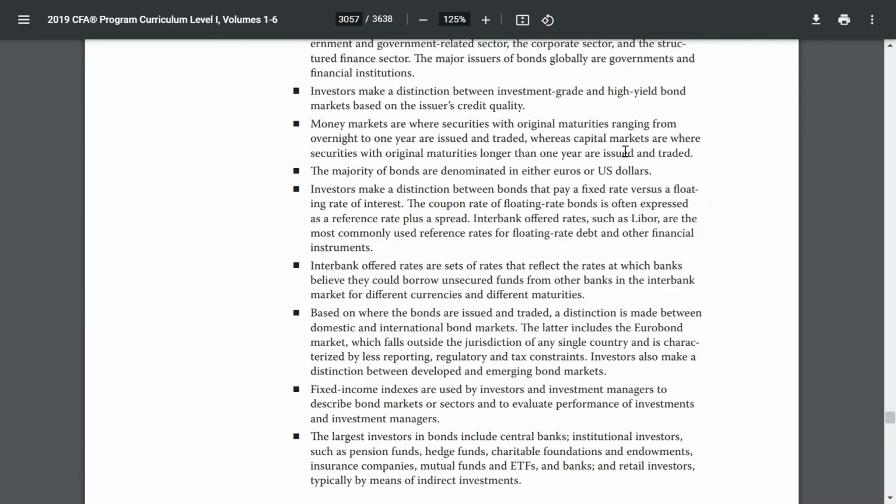The majority of bonds are denominated in either euros or US dollars. Investors make a distinction between bonds that pay a fixed rate versus a floating rate of interest. The coupon rate of a floating rate bond is often expressed as a reference rate plus a spread. Interbank offered rates such as LIBOR are the most commonly used reference rates for floating rate debt and other financial instruments.